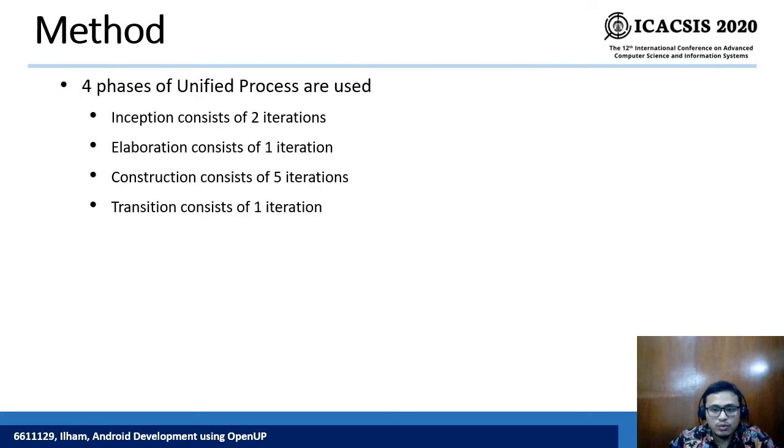For the method, we will be implementing the unified process, which is 4 phases, starting from the inception. During the inception phase, we are implementing 2 iterations, and then the elaboration, we are implementing 1 iteration, construction 5 iterations, and the last, transition, consists of 1 iteration.